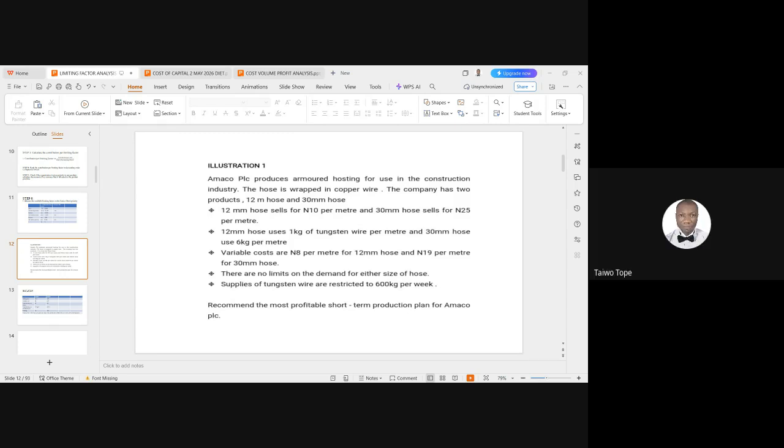All right, thank you very much. So I would like to ask questions based on the steps. The first step to solve this is for us to determine what? What is the first step? To identify the limiting factor. Fine. So looking at this question, what is the limiting factor that you can identify? The question says there is no limit on the demand for either size of the hose. Yes, there's a limiting factor for supplies. 600 kg of tungsten wire is the limiting factor.